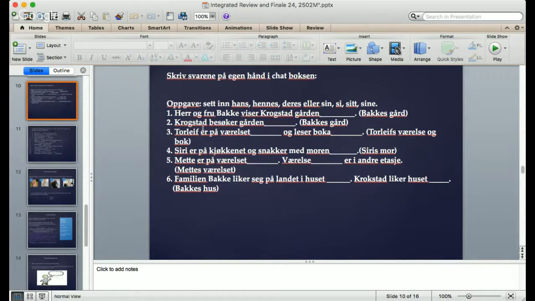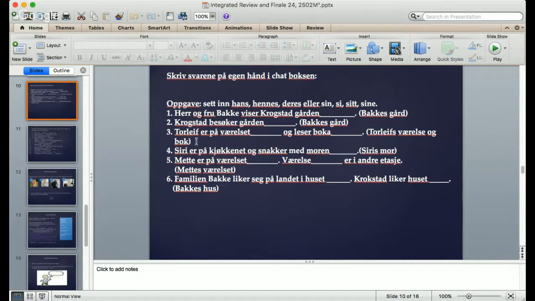Okay, now we have number two. Krokstad besöker gården, Bakkes gård. Here, Krokstad is the subject. It is still Bakke's farm. He visits their farm. So there, it's not his farm, and it goes to the object, gården. So it would be Krokstad besöker gården deres. The reason is that we're not mentioning Bakke, the family, in here. We're just mentioning Krokstad. He is the subject, and I cannot use sin on the subject. I can only use it on the object, which is Bakke. So it would be gården deres, indicating that it's Bakkes gård.